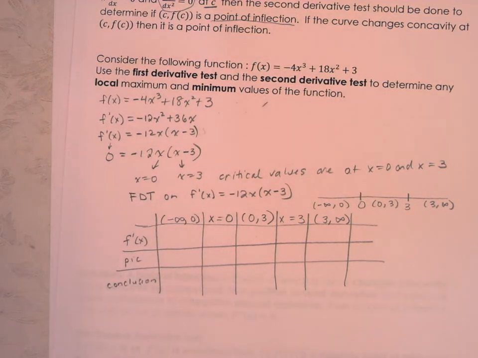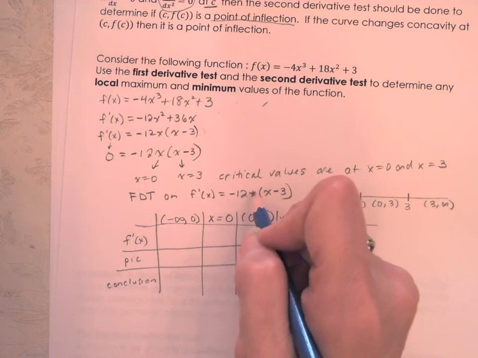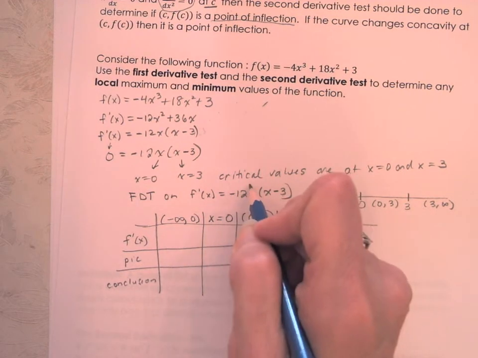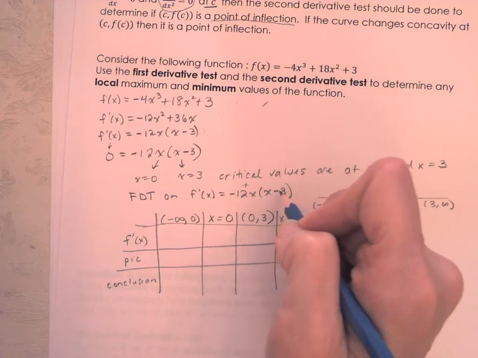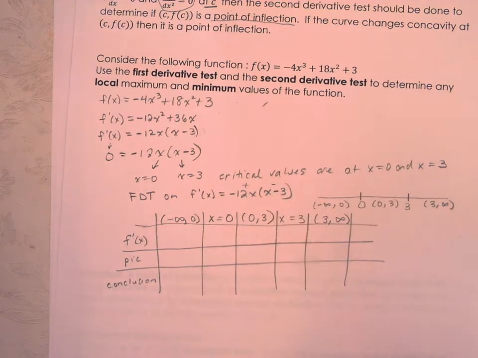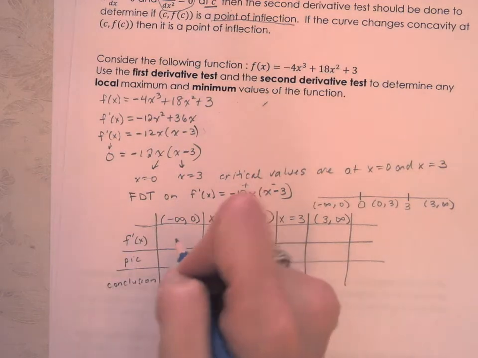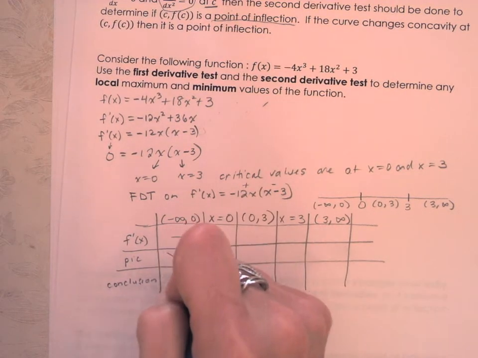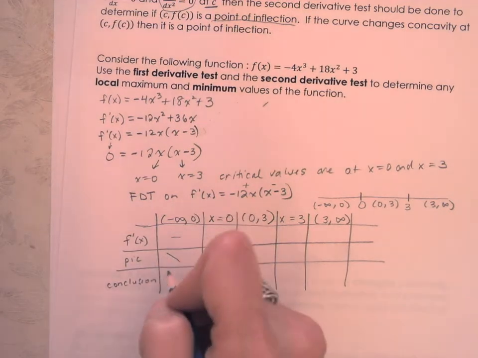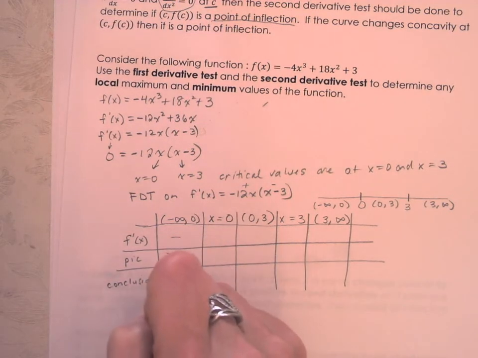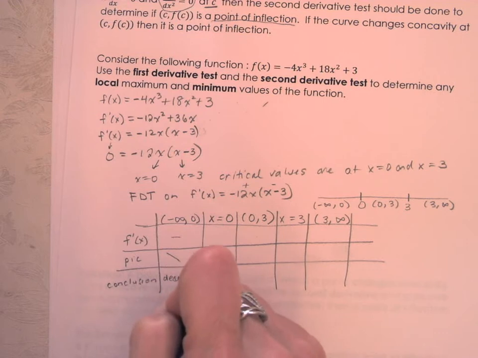So f prime at x, we want to know what its sign is between negative infinity and 0, so we can pick a representative value like negative 1. If we put negative 1 in for x, that would make negative 12x positive and negative x minus 3 negative. So overall, a positive times a negative is a negative. That would be a representative picture of a negative tangent. And our conclusion is that we'd be decreasing over that interval.